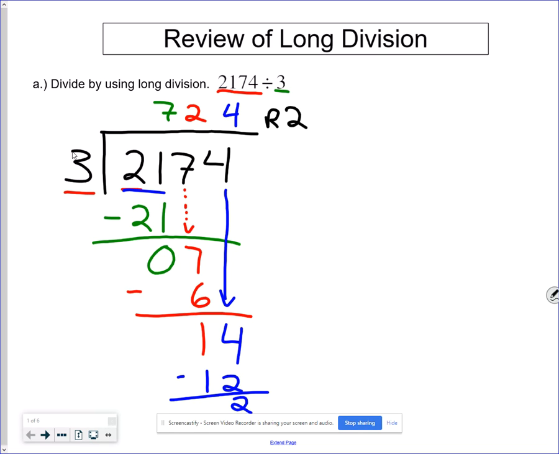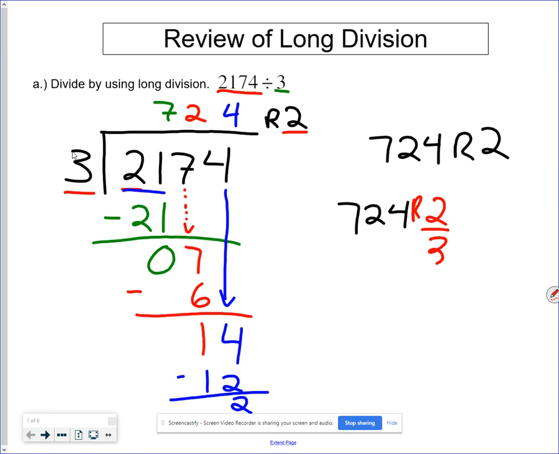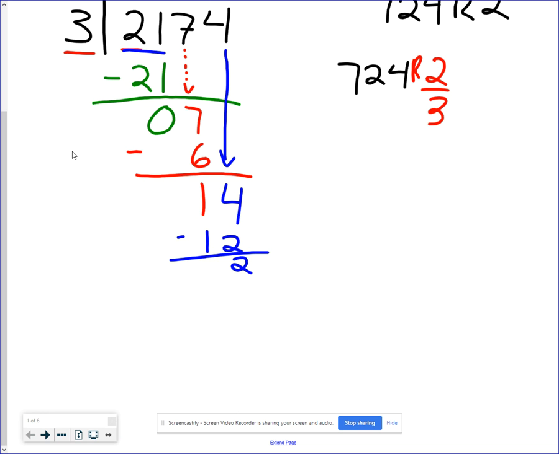So our answer in this instance will be 724 remainder 2, or we could rewrite that as 724, and we'll take our remainder here, this 2, and put it over the 3. So 724 and 2/3.